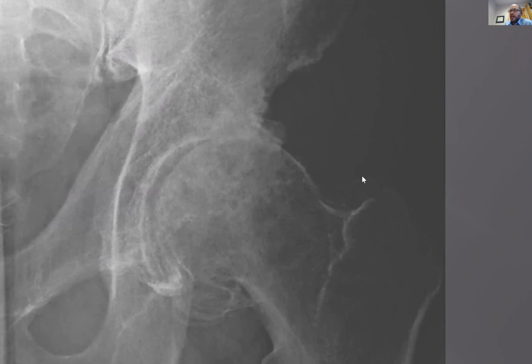I think there could be AVN here because whenever you get such significant cystic change within the femoral head, yes, it could be subchondral cyst. Degenerative disease in the hip can cause large subchondral cysts, but this appearance, I can't rule out superimposed avascular necrosis. Now, does that matter whether this is avascular necrosis or not? Probably not, because his hip is shot anyways.